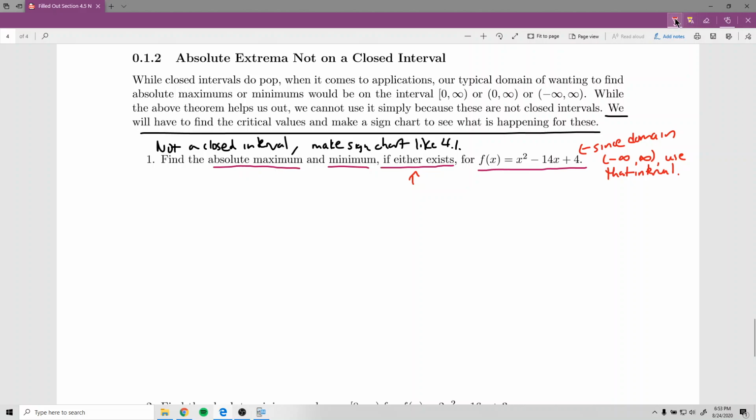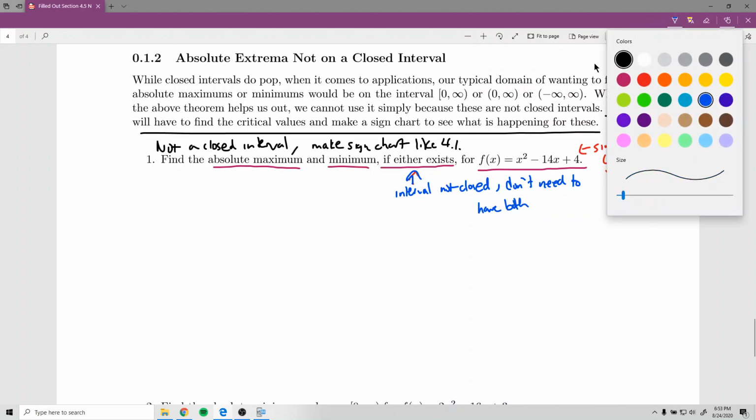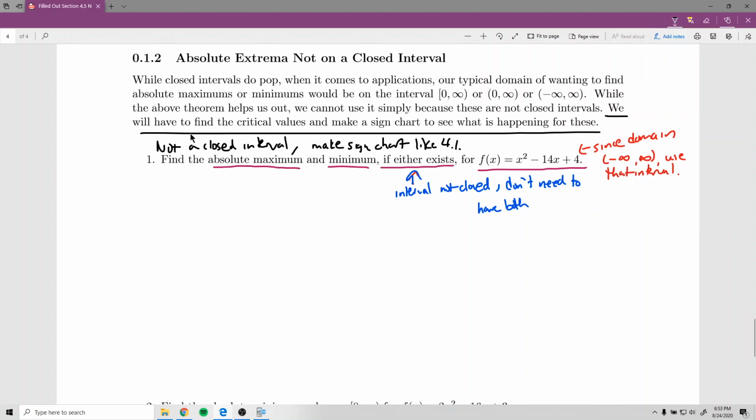Now the reason it says if either exists is because the interval is not closed. If the interval is not closed, then you might have only one or you might have neither. Right. So what do we want to do? Once again, if you read up here, we find the critical values and then make a sign chart.